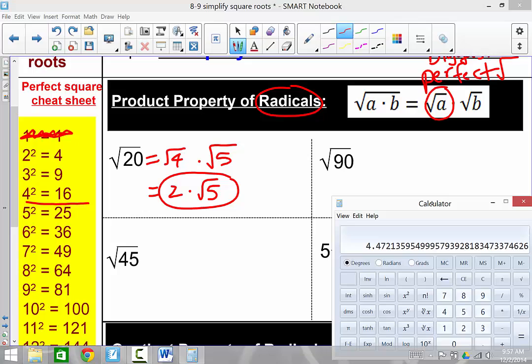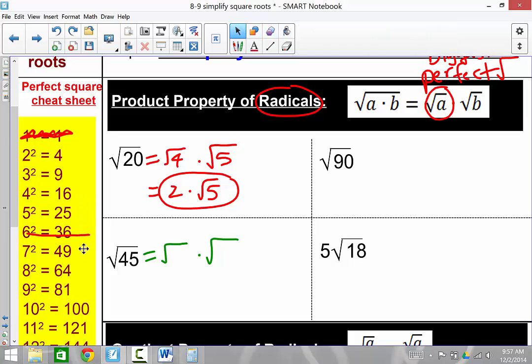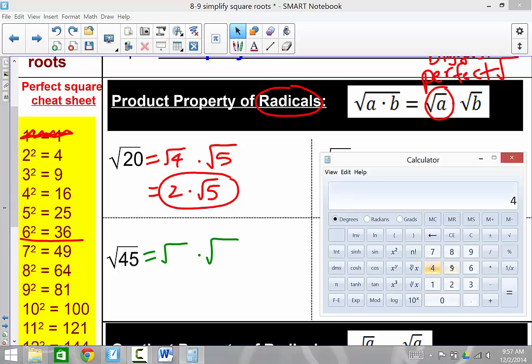Okay? Let's take a look at our next one, square root of 45. We're going to take the square root of 45 and break it down into 2 separate square roots. I know that I'm not going to use any number past 36 because 49 is bigger than 45, so let's go down the list here. 36 does not go into 45. 25 does not go into 45. Let's double check. 45 divided by 25 is not a whole number. 45 divided by 16 does not go into 45. 9. 45 divided by 9 does. It equals 5.